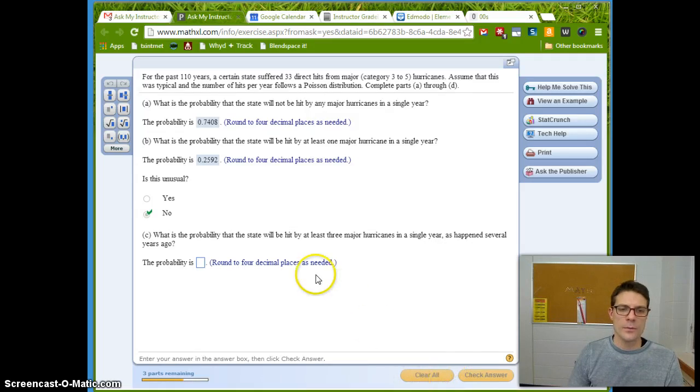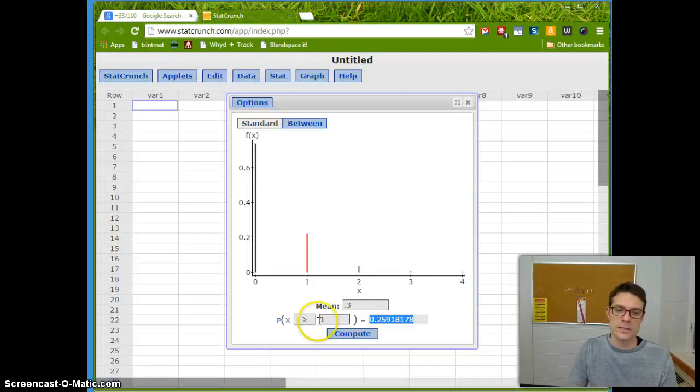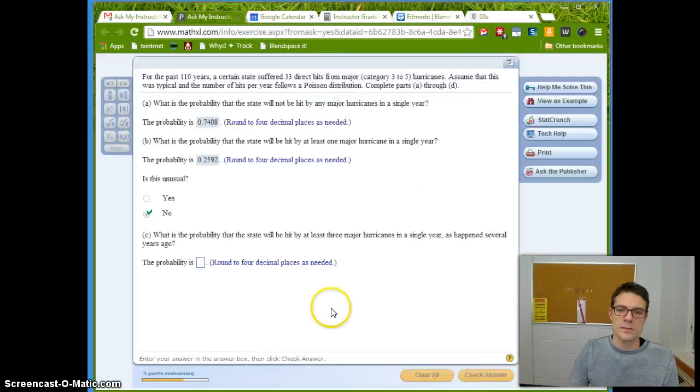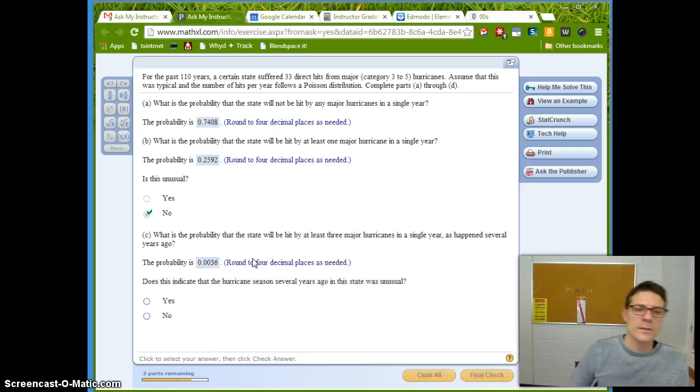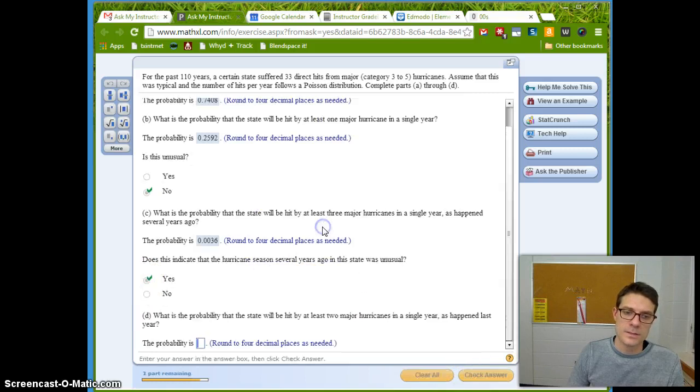And then what is the probability that the state will be hit by at least 3 major hurricanes in a single year, as happened several years ago? So go back to our StatCrunch calculator, at least 3. Ooh, pretty small percent chance, less than 1% chance, right? And round it to 4 decimal places, so we get a 6 here. Okay, does this indicate the hurricane season several years ago was unusual? Yeah, that was pretty unusual. Right, that's not going to happen all the time, thank goodness.